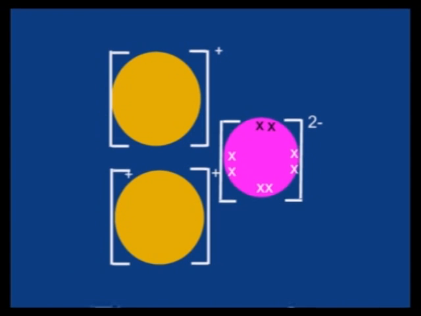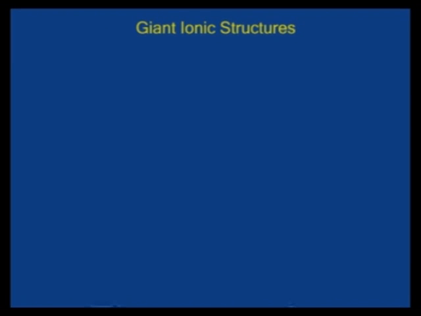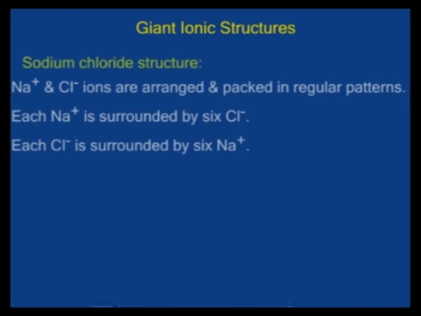After forming the ionic bond, what kind of structure do we expect? Now we look at giant ionic structures. We had indicated earlier on, when we began, that after the formation of a bond, there is a repeated pattern, which when repeated many times over results in a structure. For example, in the sodium chloride structure, many sodium and chloride ions are arranged and packed in regular patterns.